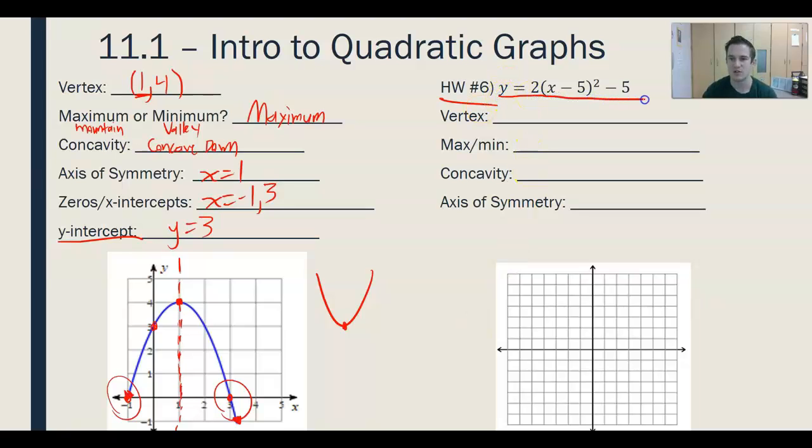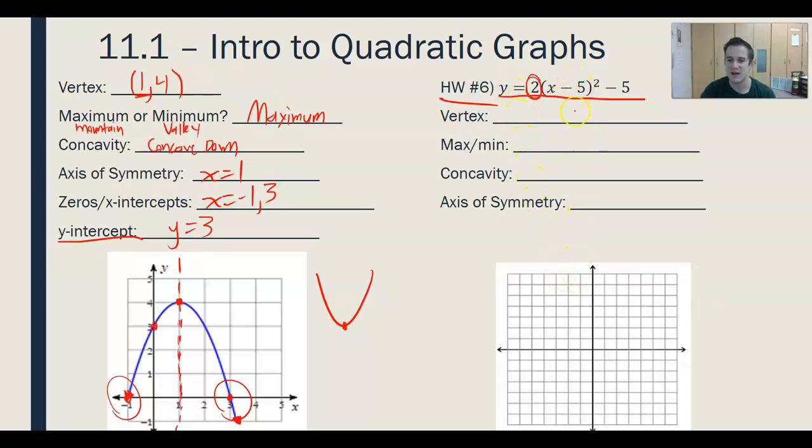This says y equals 2(x minus 5) squared minus 5. So this is in vertex form. Right off the bat, I know that this is a quadratic function that has been transformed. So this number in front, 2, won't affect if it's upside down or anything like that. It'll just affect how skinny it is.